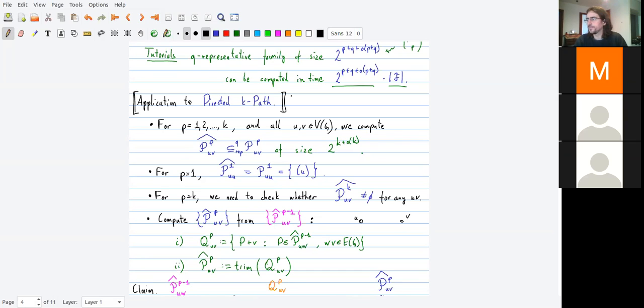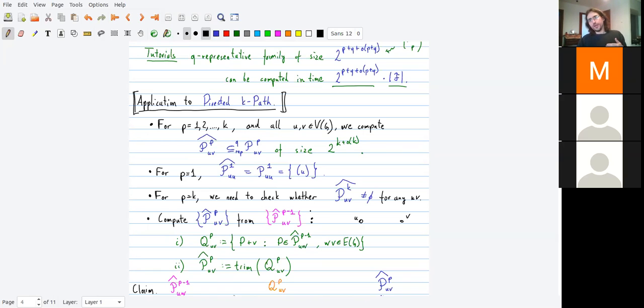Okay, thank you. Okay, any more questions at this point? Okay, so maybe we can just move to this. So the application to the directed k-path problem. So recall we are given a directed graph. We want to check whether it has a simple path on k vertices.